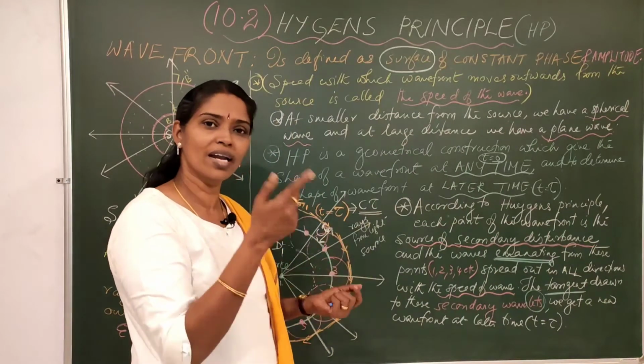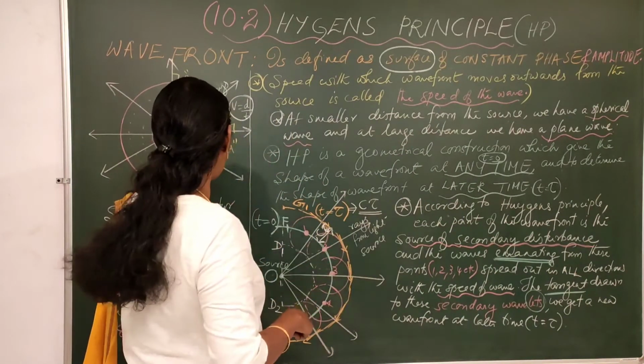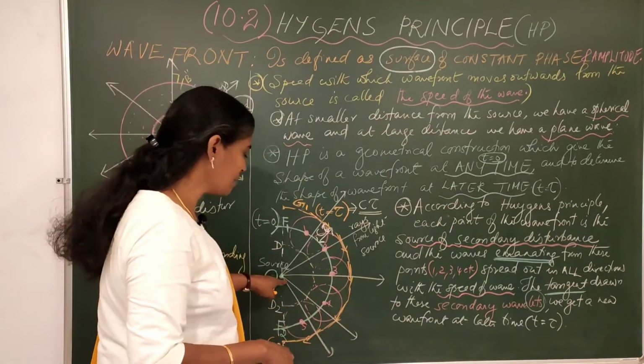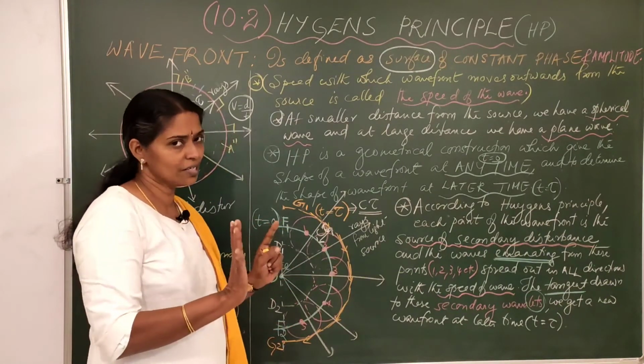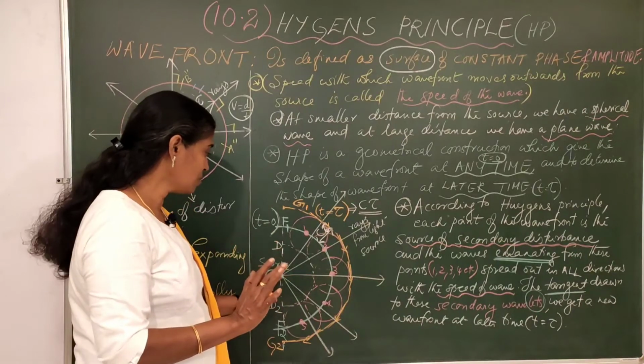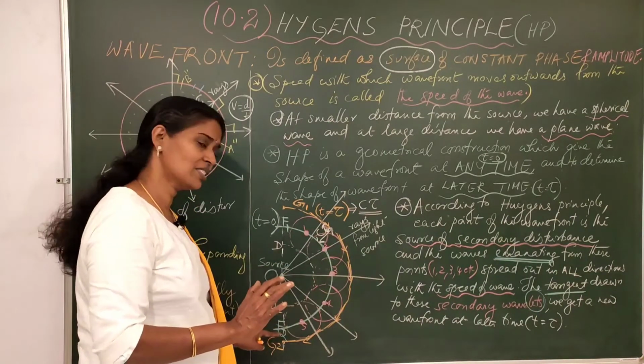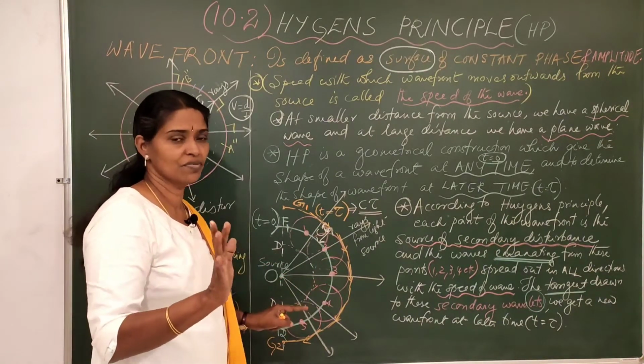Means what? You had a primary disturbance. This was a primary disturbance. It created a primary wavefront F1, F2. Clear? This is a stone. It created a ripple like this. A wavefront F1, F2. Very clear?